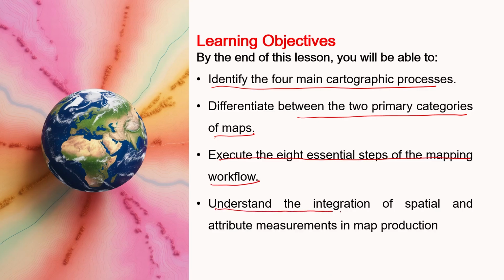Finally, we try to understand integration of spatial and attribute measurements. So, when we talk about maps, always we have to talk about spatial and non-spatial. Non-spatial also related to attribute data management. So, there are 4 main cartographic processes. How we process the map?